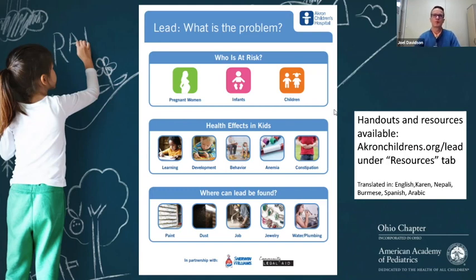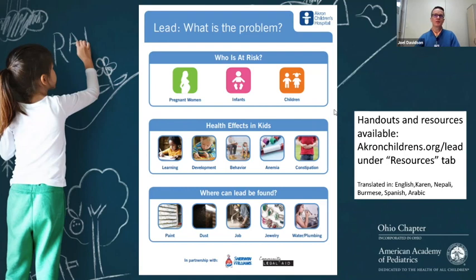So the words are translated, but we also wanted somebody that couldn't read to be able to pick this up and understand who's at risk. Pregnant women, infants, and young children, children less than 6 years of age, mostly. That's the time in their life when their brains are developing, where lead has the biggest opportunity to negatively impact their cognitive and emotional development.